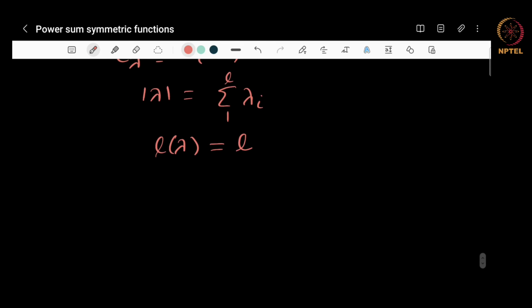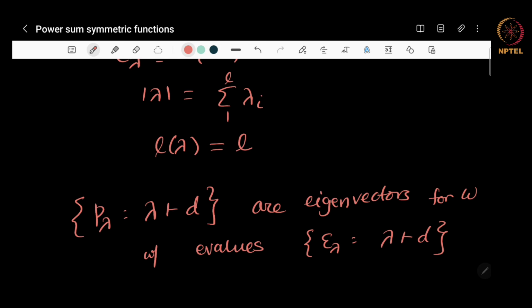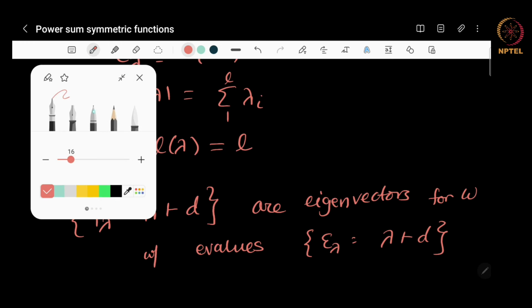So what does it mean? It says that the P lambdas are eigenvectors for the action of omega. And of course the eigenvalues are plus 1 or minus 1, with eigenvalues being the epsilon lambdas, which are all plus or minus 1. Okay, good. So we have worked out the action of omega on the P lambdas.